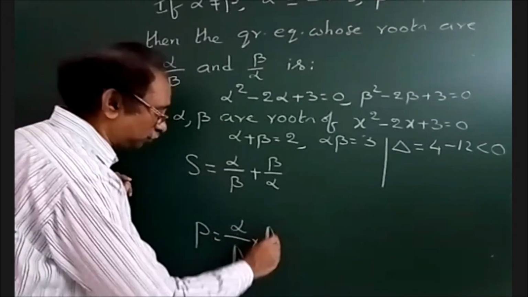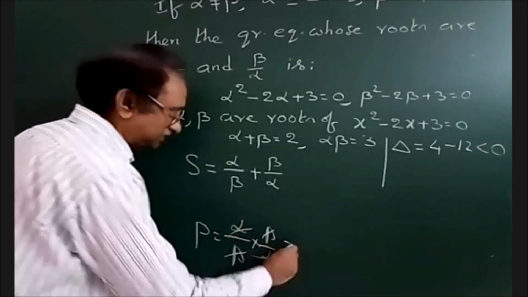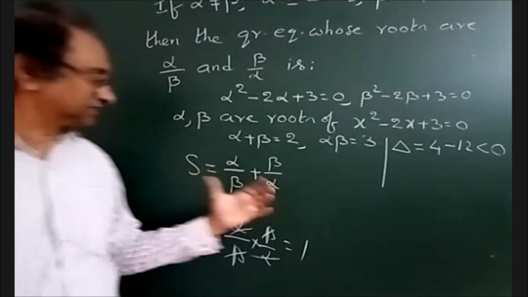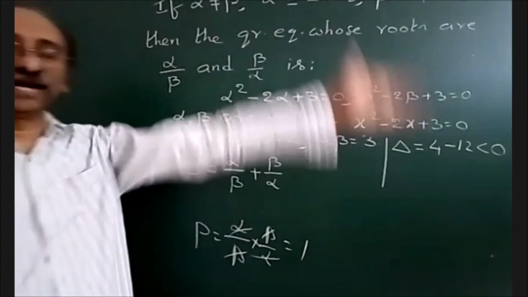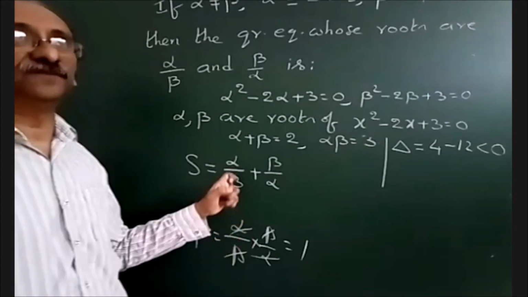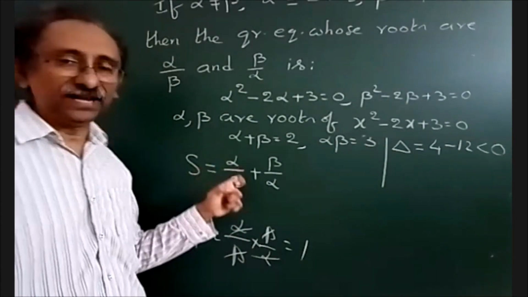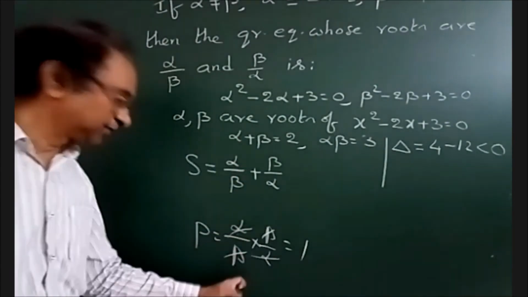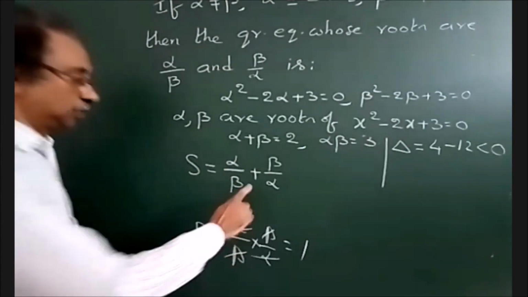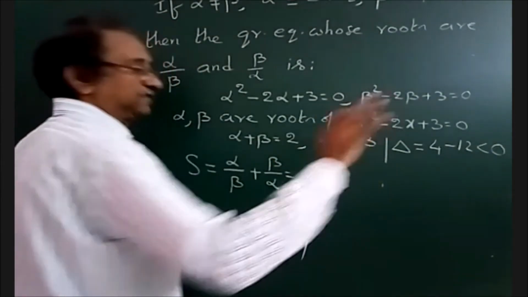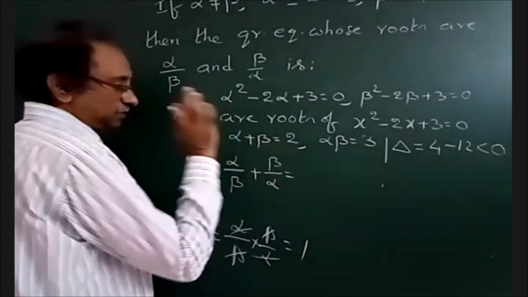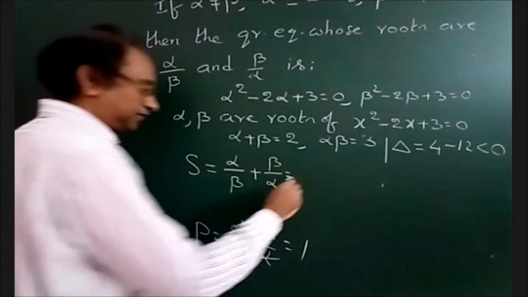And the product of the roots is very easy. It is cancelled, one. So if I can find the sum of the roots, then I can write directly the equation using the formula x square minus sum of the roots into x plus product of the roots is equal to 0. So how to find this? I don't know alpha and beta. So I have with me alpha plus beta and alpha beta.